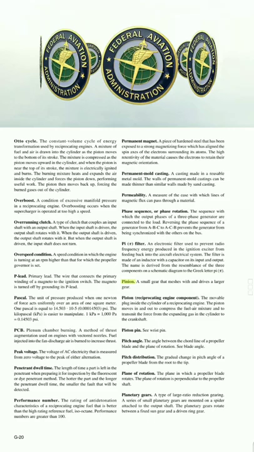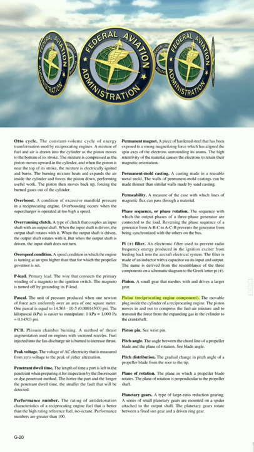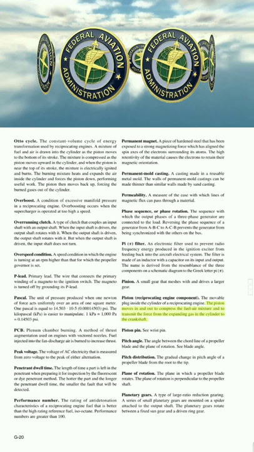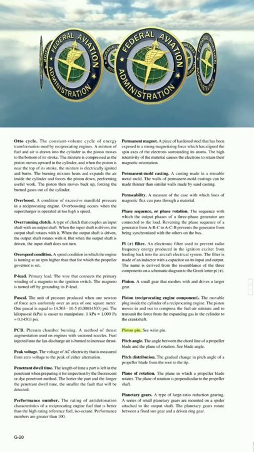Pinion. A small gear that meshes with and drives a larger gear. Piston, reciprocating engine component. The movable plug inside the cylinder of a reciprocating engine. The piston moves in and out to compress the fuel-air mixture and to transmit the force from the expanding gas in the cylinder to the crankshaft. Piston pin. See wrist pin.